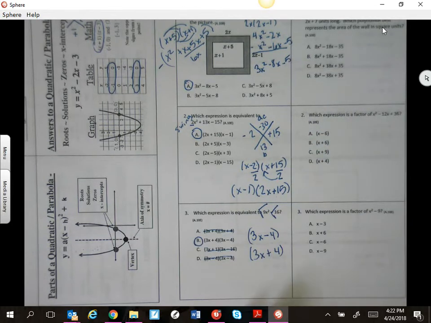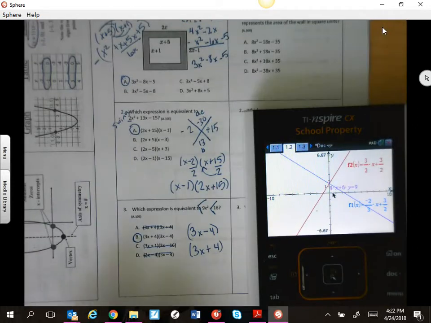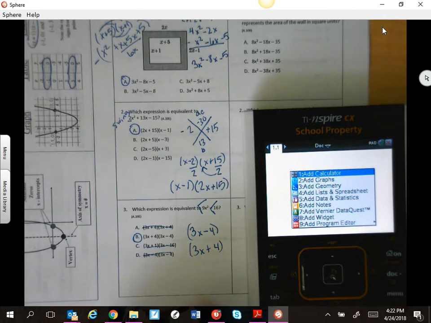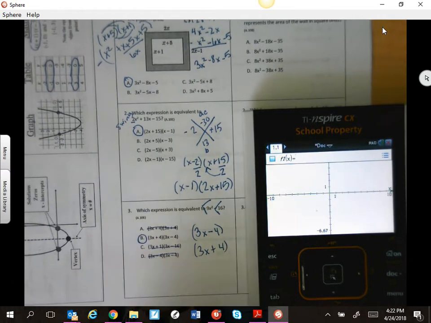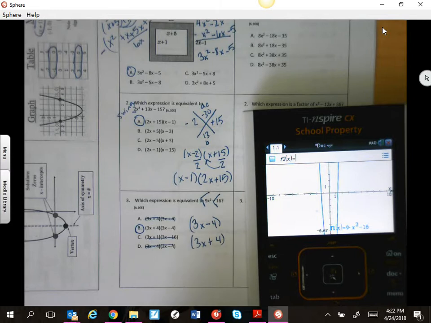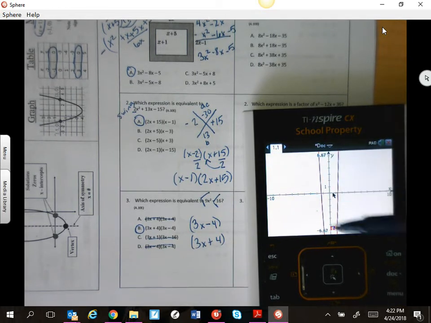So what I was saying about checking it in the calculator, if I start a new document, I can graph this, and I can say 9x squared minus 16. I can graph that. And if I hit tab, I can graph these factors, 3x plus 4 times 3x minus 4. And again, you're going to see it overlap, so we're good to go.